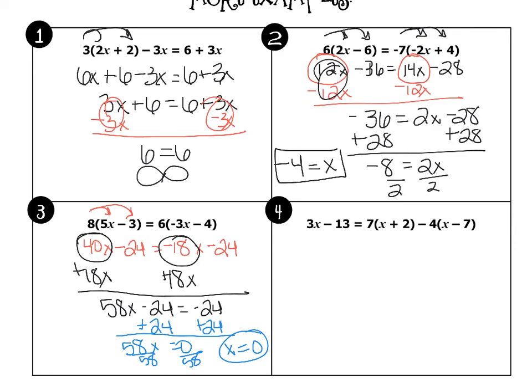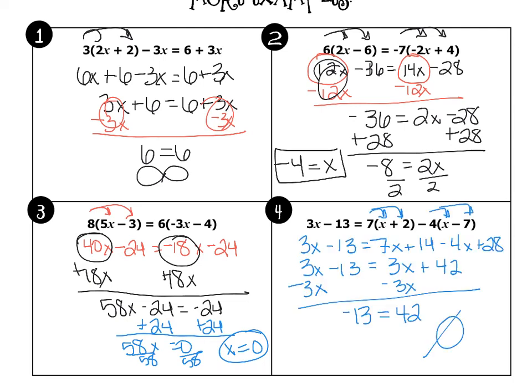All right, I want you to go ahead and do number 4 and see what you get. Pause the video, try it on your own. For number 4, when we distribute the 7 and the negative 4, we get 3x minus 13 on the left-hand side, 7x plus 14 minus 4x, and the kicker here is the plus 28. Negative times a negative is a positive.